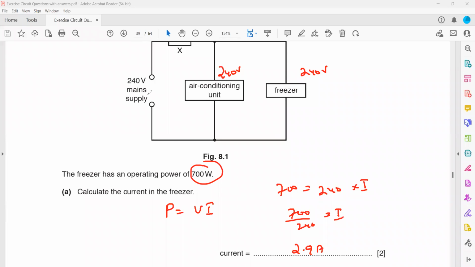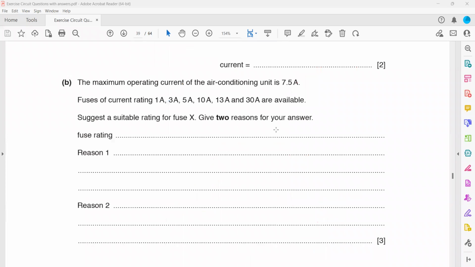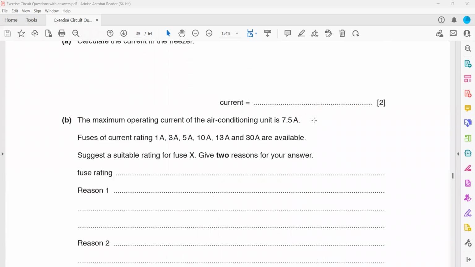And so how we work out that it's 240 volt across each of them, because they are all connected in parallel to the supply. Then the maximum operating current of the air conditioning unit is 7.5. Fuse of current rating, like we have a fuse of 1 ampere, 3 ampere, 5 amperes, 10 amperes, 13 ampere and 30 amperes. Suggest a suitable rating of a fuse X and give two reasons.